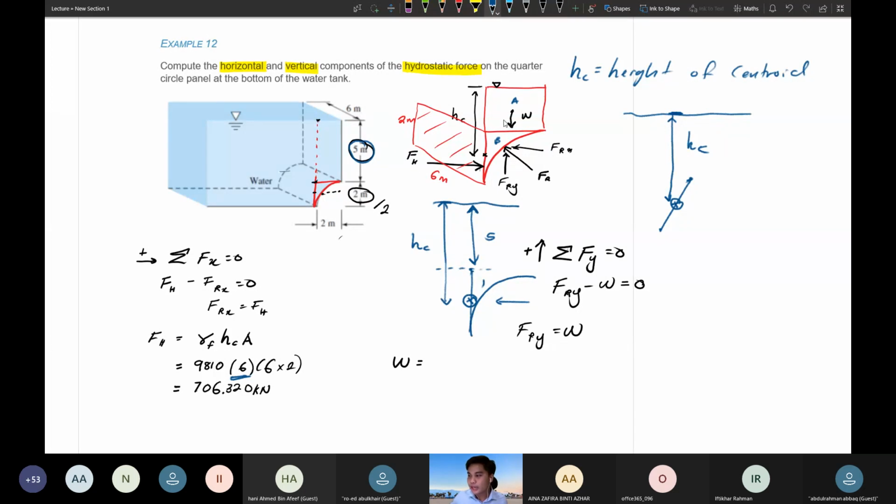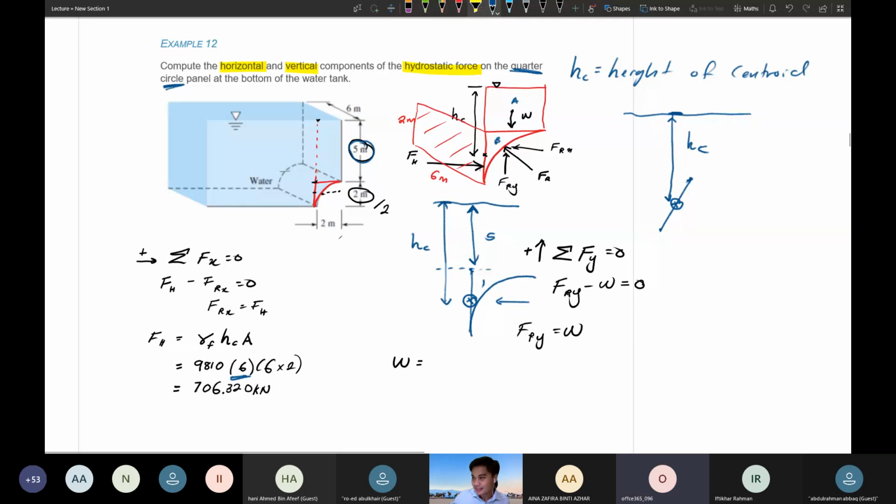Okay. So how to get weight A and weight B? Any formula? It is given quarter circle. 1/4 times the mass, the cross-sectional area of the circle, times G. That is the formula.